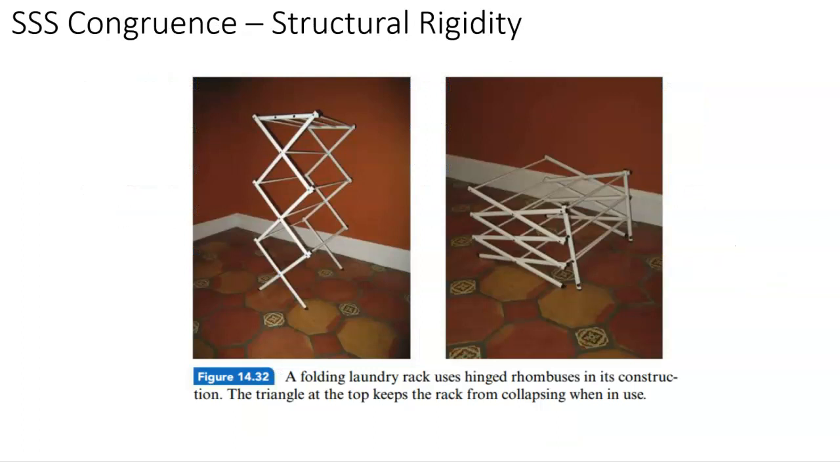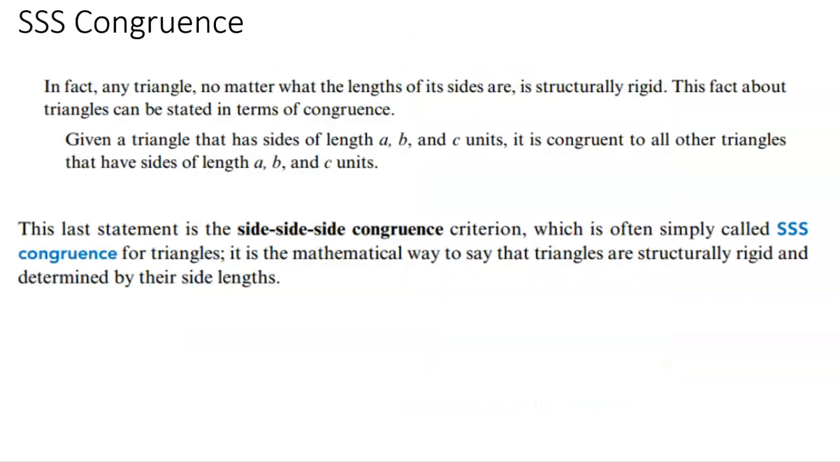Take a look at this folding rack. Many of you may even own this. Look here, we've got quadrilaterals, but at the bottom, we've got a triangle, and at the top we've got a triangle. What happens when you unclick the top and you've just got a bunch of quadrilaterals? It falls down because the 3 sides of the triangle create a structural rigidity, and that's why you actually see that in construction. All right, so let's go to the congruence.